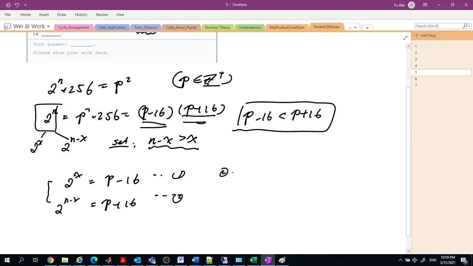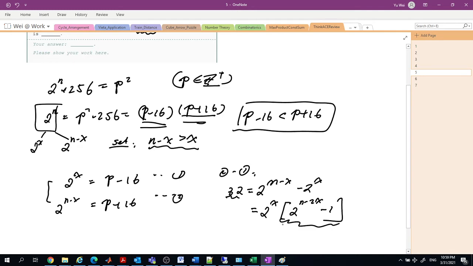So if we use 2 minus 1, we get 32 equal to 2^(n-x) minus 2^x. Because x is smaller, it's 2^x times (2^(n-2x) minus 1), right? So let's see, this factor is what kind of number? This is an odd number. But this is a power of 2, which is an even number.